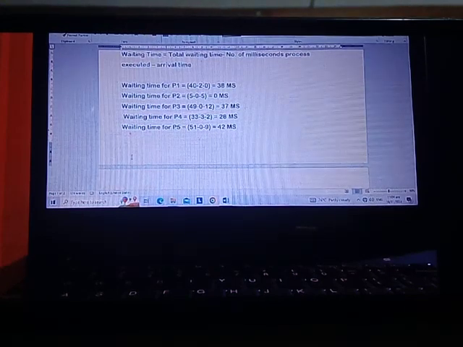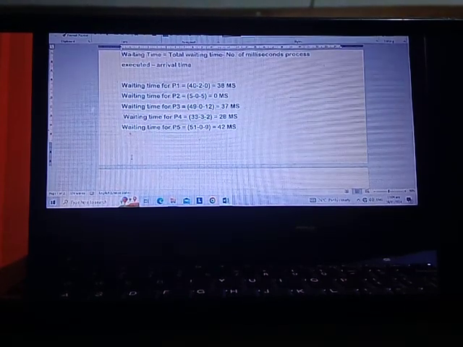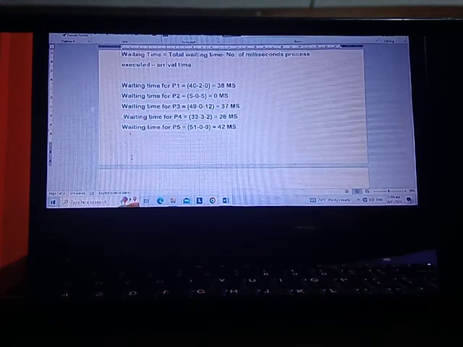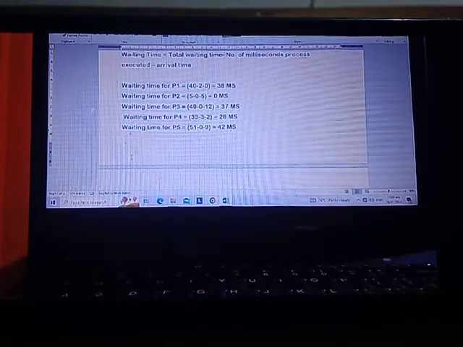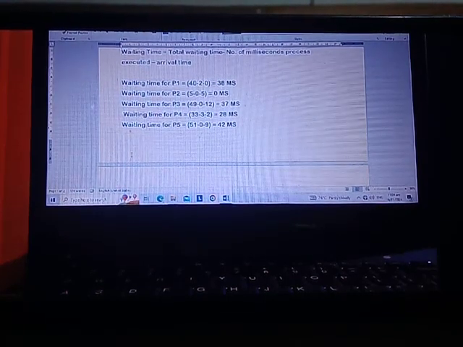So for P1, it is 40 minus the number of milliseconds the process executed before. So before executing here, did P1 execute any time before? And if yes, how long did it execute? So if you see in this Gantt chart, P1 executed even here. And how long did it execute? For 2 milliseconds. So minus 2 and minus the arrival time. For that, you have to look at this table. So the arrival time of P1 was 0. So we have 40 minus 2 minus 0, which gives us 38 milliseconds. So that is the waiting time for P1.